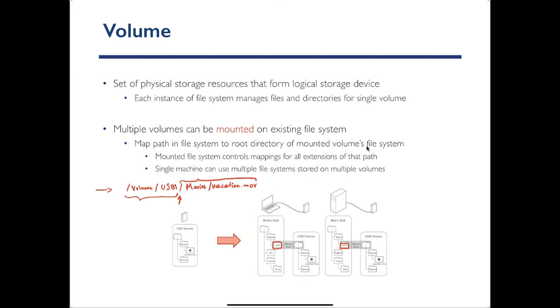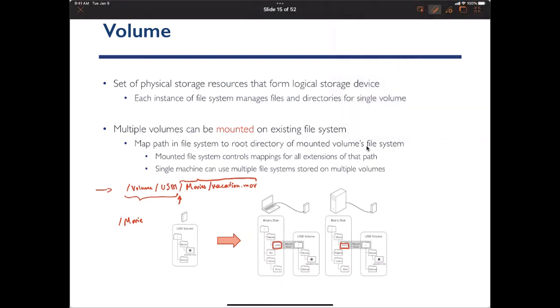The same with Bob's system. There you're going to be using a different address: media, then disk 1, then movies, and then vacation. So again, all the way to here is recognizable in Bob's host file system, and then from here till the end, you can send it to the second file system.